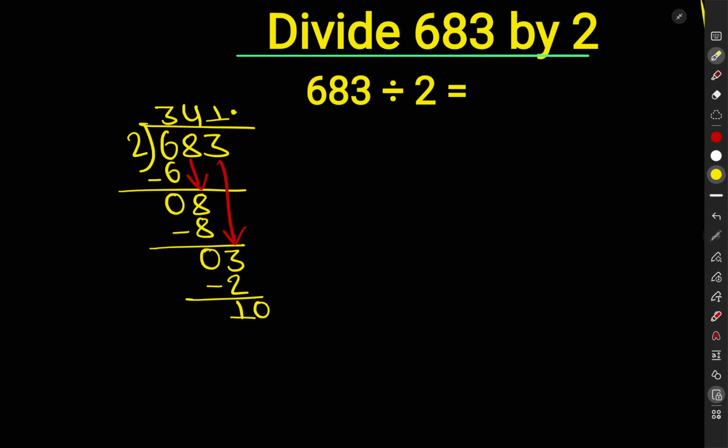So it is 10, and 2 times 5 is 10. On subtracting we get 0. So 683 divided by 2 is 341 decimal 5.